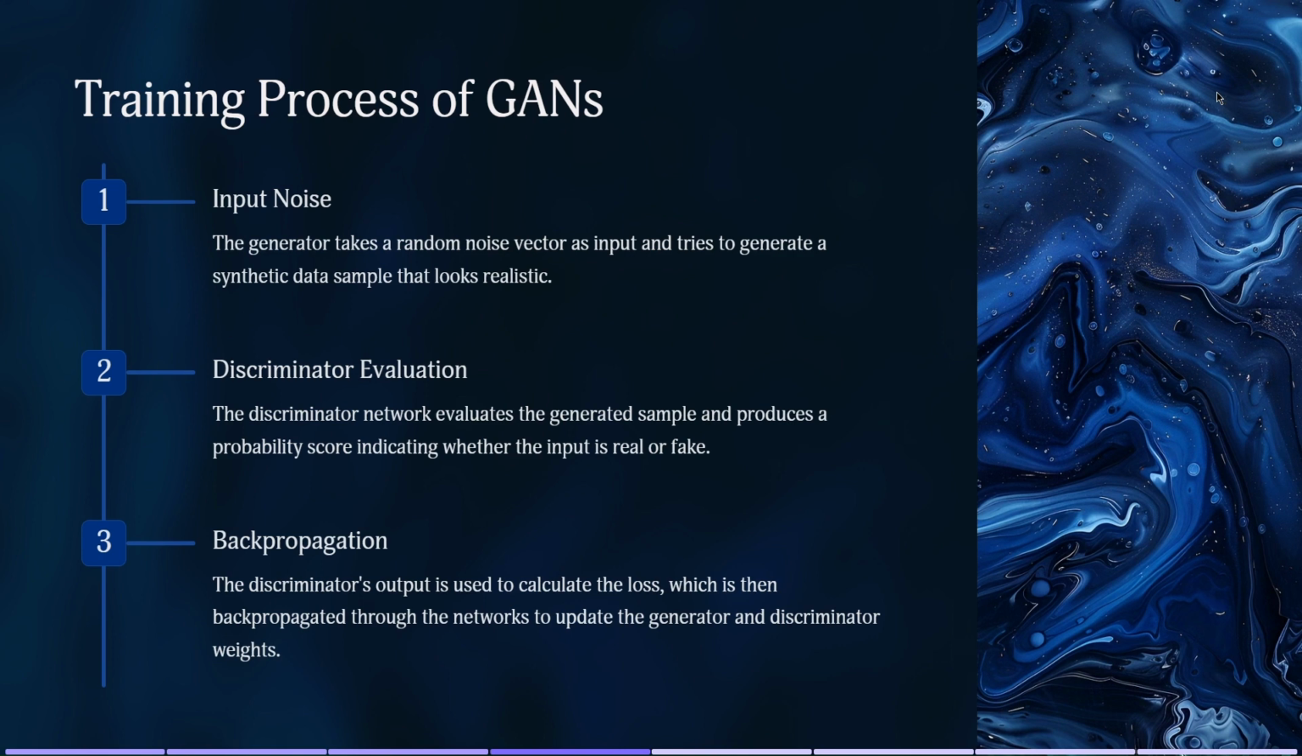The training process of GANs. Input noise. The generator takes a random noise vector as input and tries to generate synthetic data samples that look realistic. Discriminator evaluation. The discriminator network evaluates the generated sample and produces a probability score indicating whether the input is real or fake. Backpropagation. The discriminator output is used to calculate the loss, which is then backpropagated through the networks to update the generator and discriminator weights.